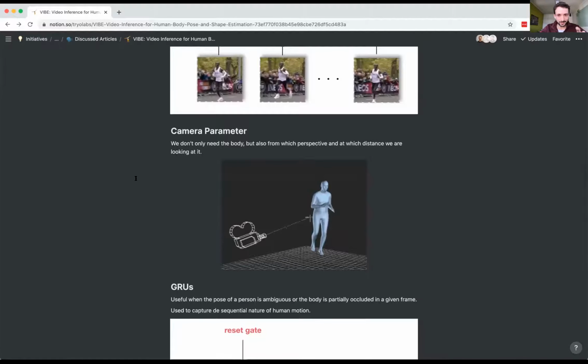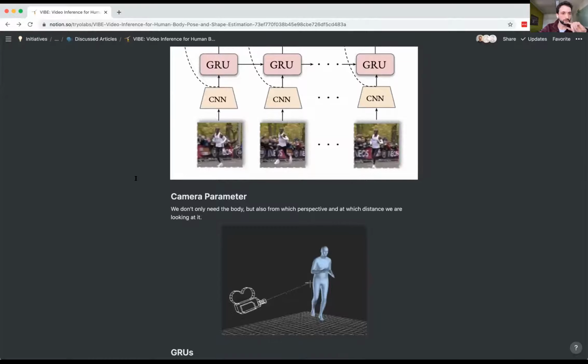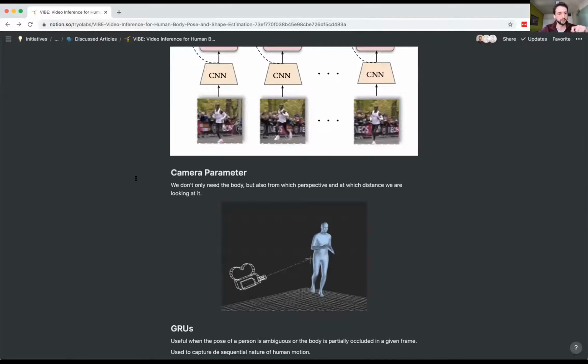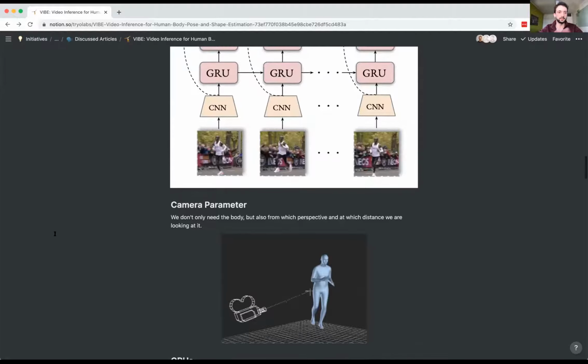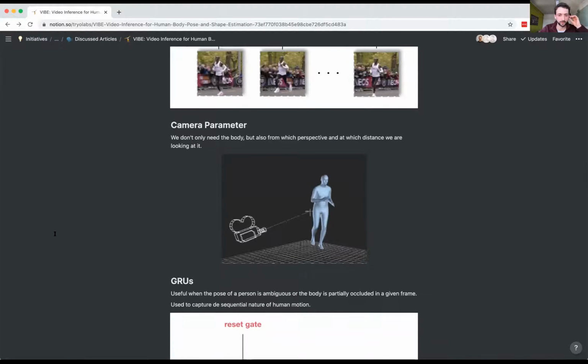So I skipped a detail there that I didn't mention in the overview, and that's the camera parameter. The regressor outputs pose, shape, and camera parameters for every frame. The thing I wasn't paying attention to in the beginning is that you also need to know from which perspective and at which distance you're seeing the model, I mean the subject, to be able to overlay it in the video. So I thought that was very interesting.